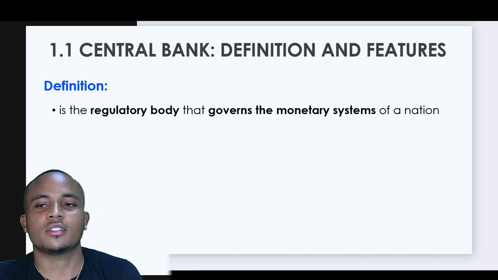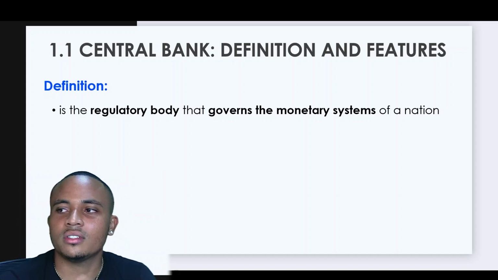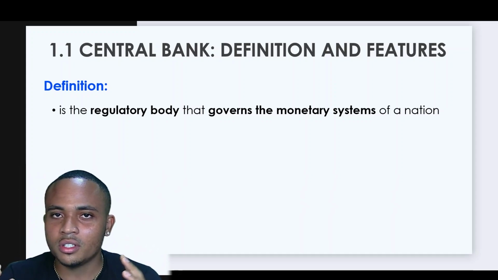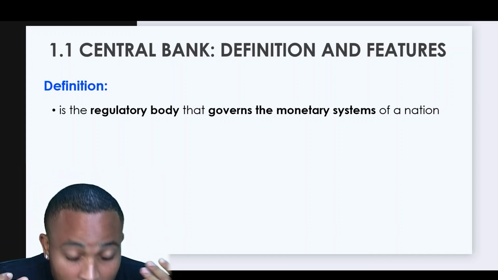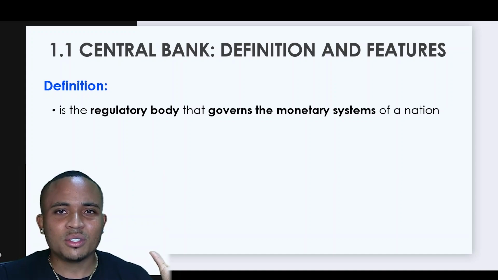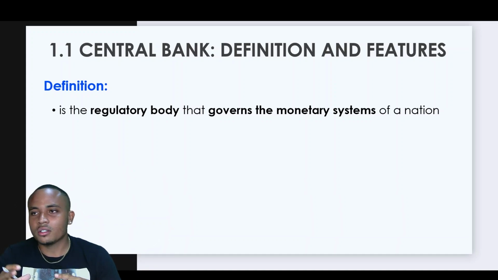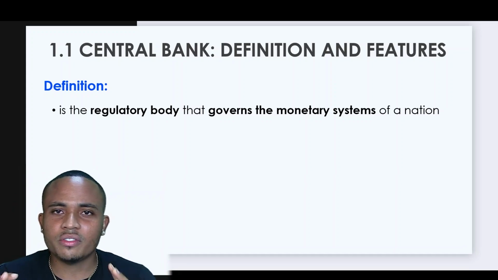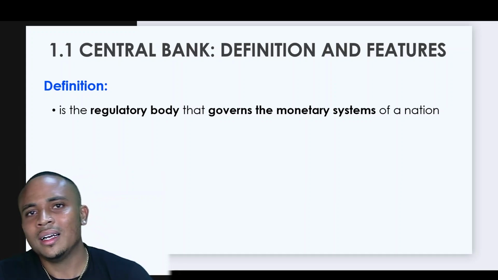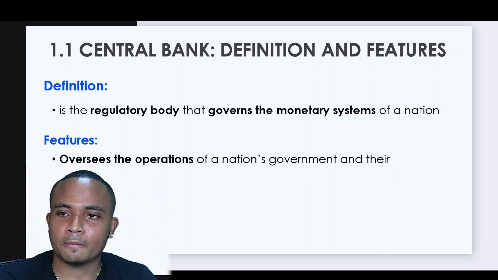Now let's get into the definitions. So what is the central bank? The central bank is a regulatory body that governs the monetary systems of a nation. So in countries, you have the money, right? And what could happen to money is that there could be too much money in a nation, and there could also be too little money in a nation. So what the central bank does is that they use different mechanisms to control how much money is in the nation to prevent inflation or the deflation of money.